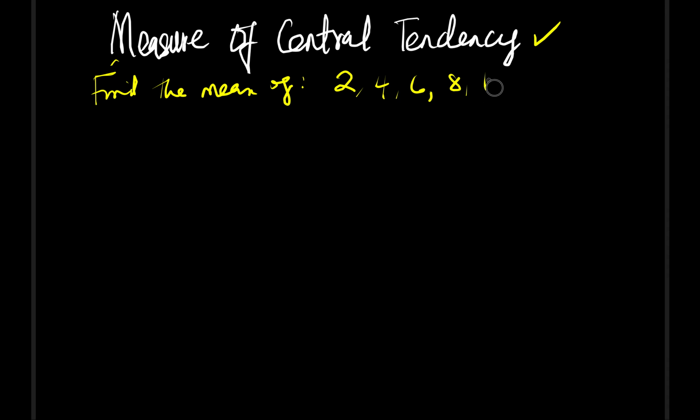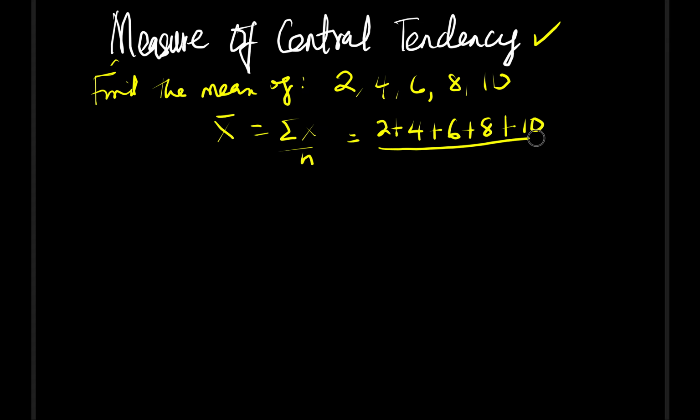8, and 10. So the whole thing you need to do is to make sure that you add all these numbers. That's the meaning of that sigma x. So just know that the formula for the mean is x bar equals sigma x divided by n. And sigma x means that you should add up all these numbers, that is 2 plus 4 plus 6 plus 8 plus 10, and you divide everything by the total number. How many numbers do we have here? We have 1, 2, 3, 4, 5.